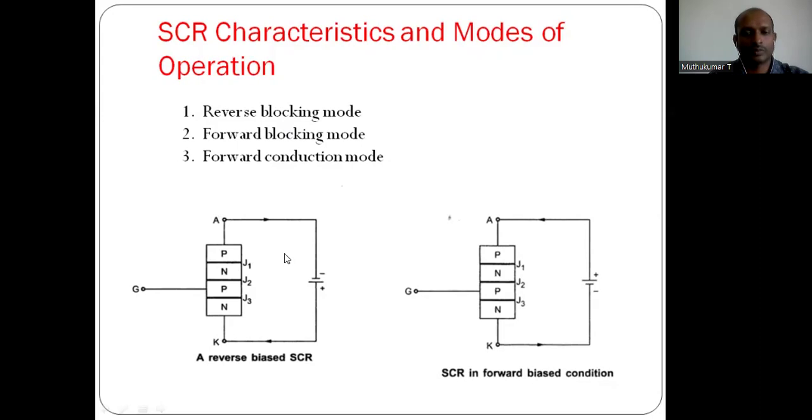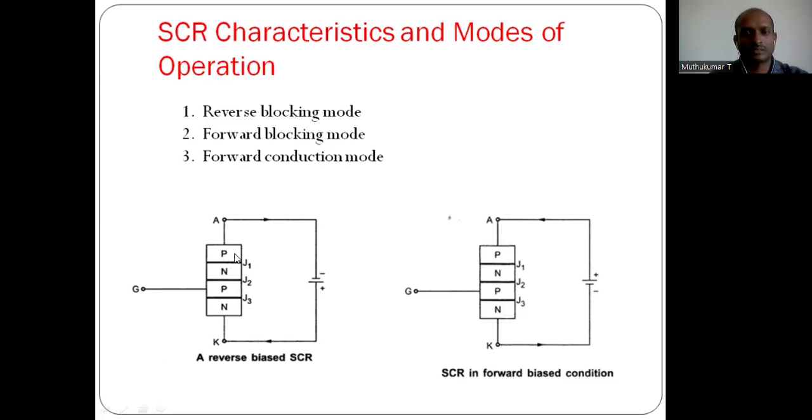The positive supply of the power supply is given to the cathode terminal, and negative is supplied to the anode terminal. So cathode is positive with respect to anode. With these connections, J1 and J3 are reverse biased, and J2 is forward biased. In this state, a very small reverse current flows from anode to cathode. So it is the reverse blocking mode.